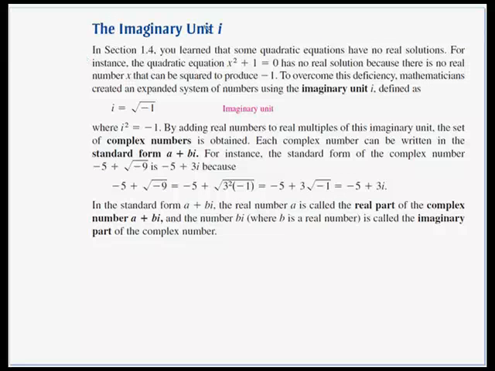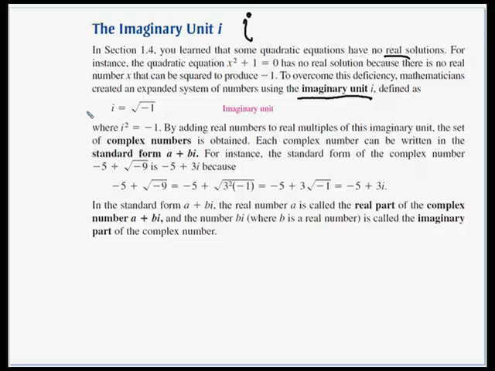Alright, first let's talk about what this imaginary unit i is. In the previous section you learned that some quadratic equations have no real solutions. For instance, the quadratic equation x squared plus 1 equals 0 has no real solutions because there is no real number x that can be squared to produce negative 1. To overcome this deficiency, mathematicians created an expanded system of numbers using the imaginary unit i.